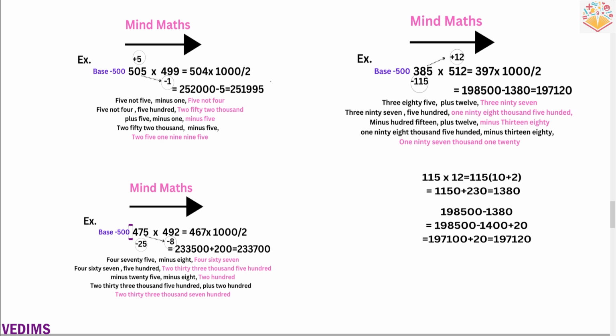Next, 475 into 492. 475 is a deficit of 500 by minus 25. 492 by minus 8. Cross add, you get 467. Divide by 2. 2 2s are 4. 2 3s are 6. 2 3s are 6. 2 5s are 10. You get 233500. And multiply the deficit numbers. Minus 25 minus 8 will be 200. On adding, you get 233,700.